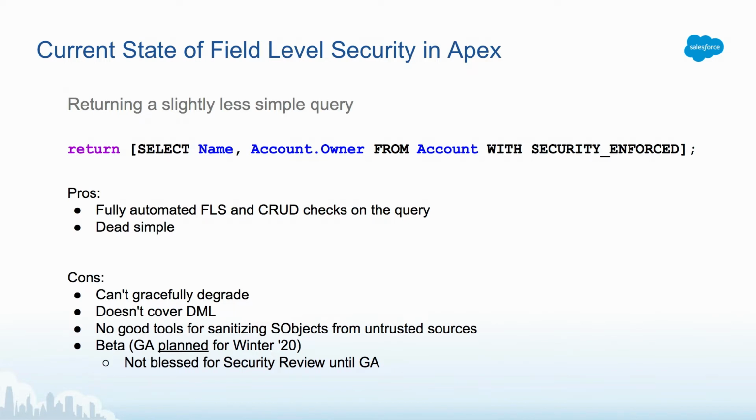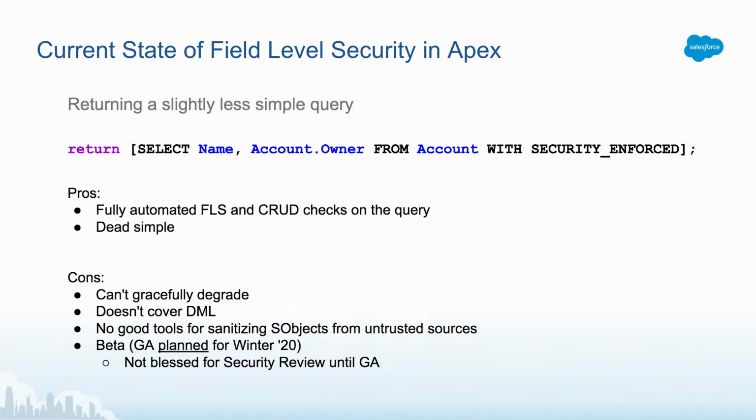No. So why are we here if we already have something that's coming out? Well, this doesn't gracefully degrade, meaning it's an all or nothing operation that actually doesn't tell you what you don't have access to for the sake of not leaking information about your security. This really doesn't work for DML. It only works for queries. And with the rise of Lightning, where you're getting SObjects from JavaScript sources, this doesn't do you all that much good because it doesn't give you a way to sanitize those types of incoming untrusted deserialized objects.